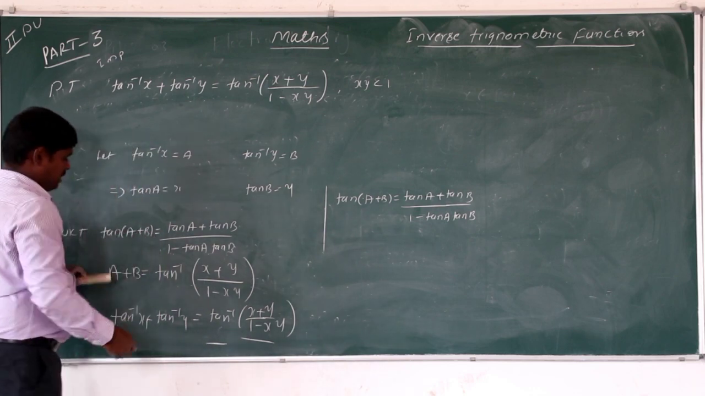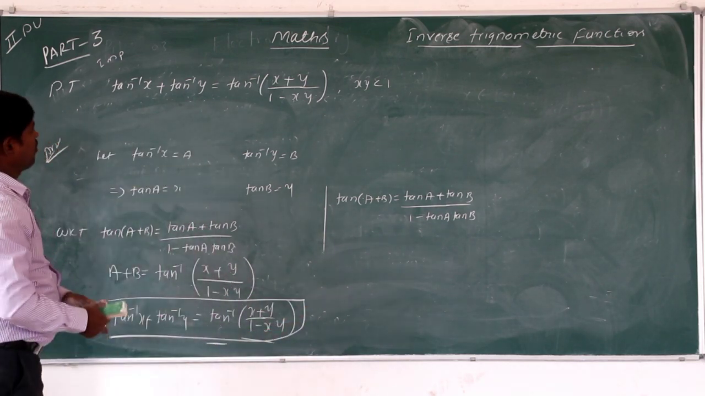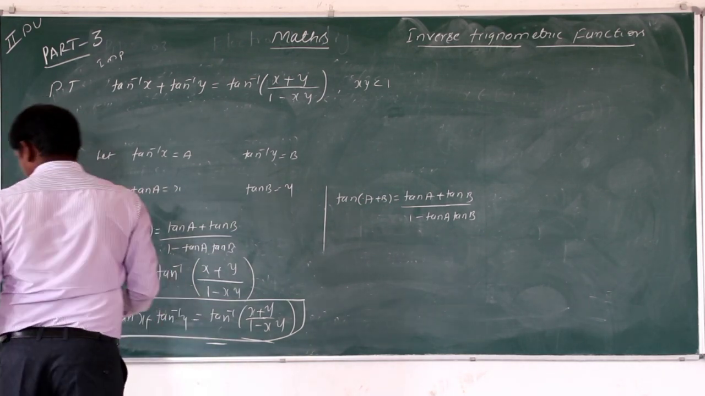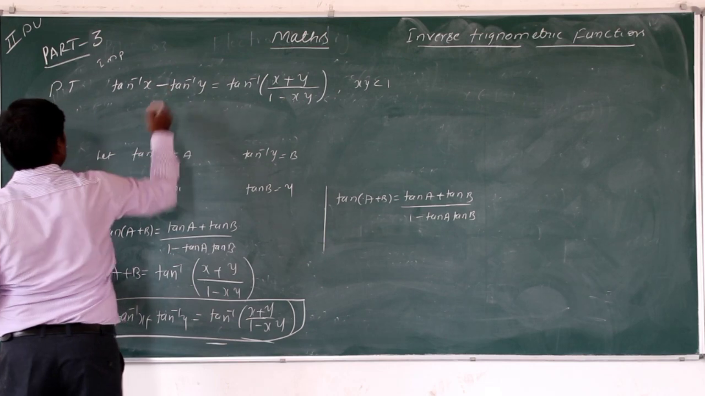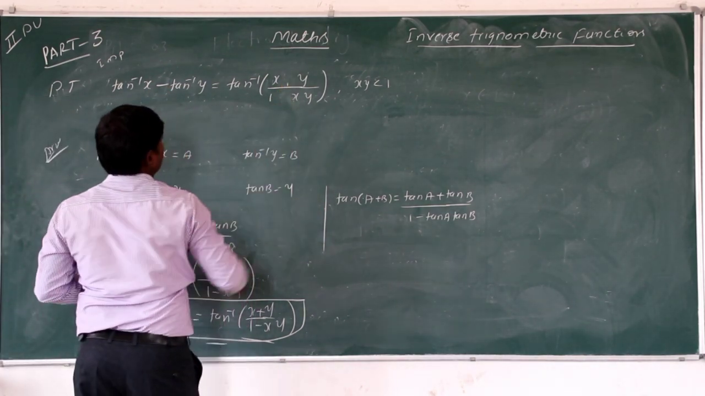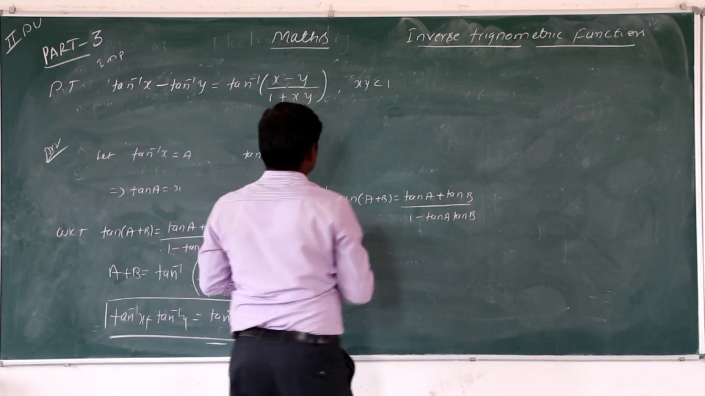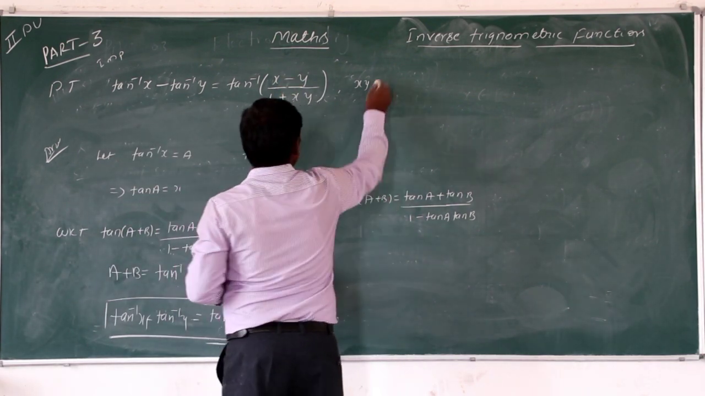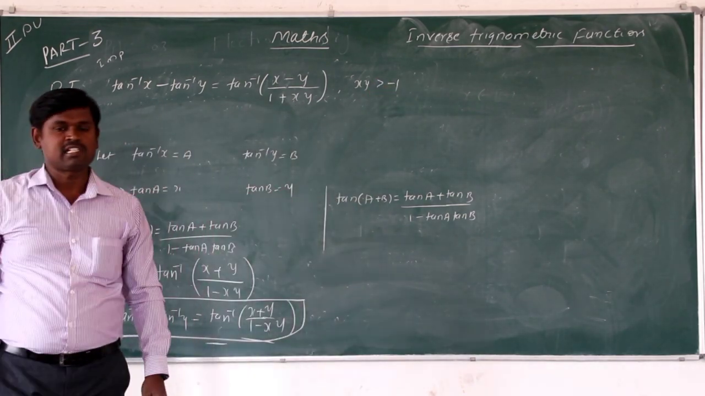So write down. Similarly, tan inverse of x minus tan inverse of y is equal to tan inverse of x minus y divided by 1 plus x into y, where x into y is greater than minus 1. Okay, thank you. In the next session we are going to discuss some more ones.